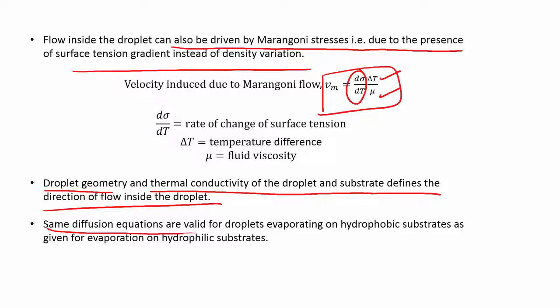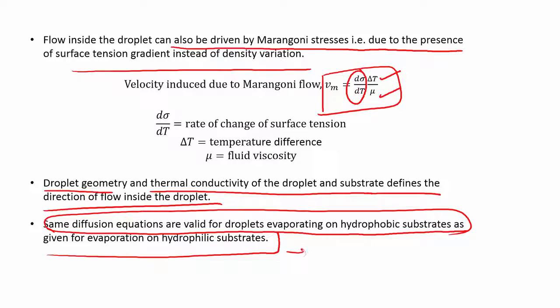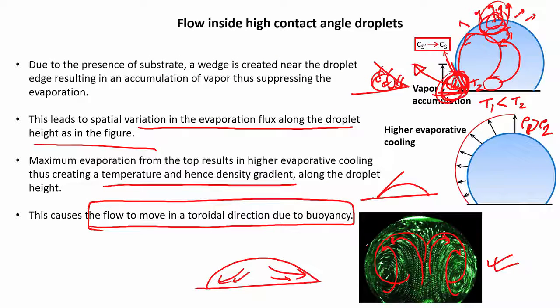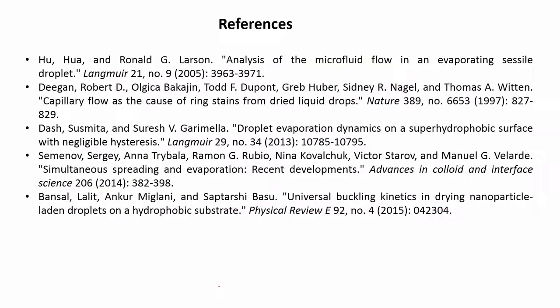The same diffusion equations are valid for hydrophobic as well as for hydrophilic droplets. There are no changes in that, and the solution is given by Popov. But if you are interested in the insights of what happens within the droplet regarding the flow, this flow field is more recirculating and this flow field is more radially outward moving. So, this is the big change.